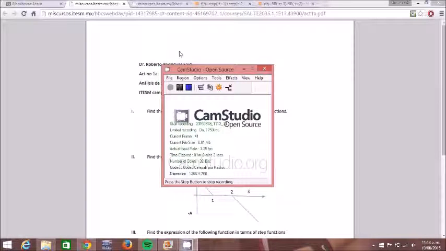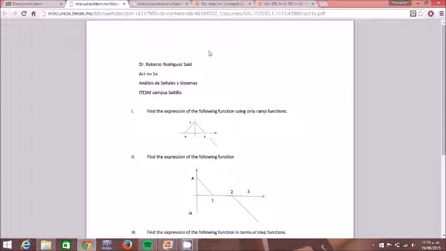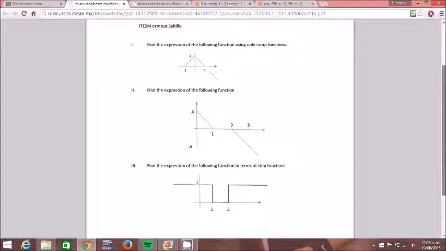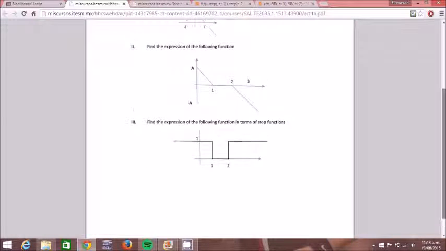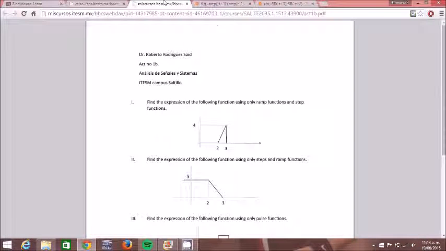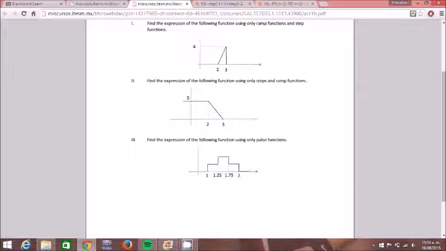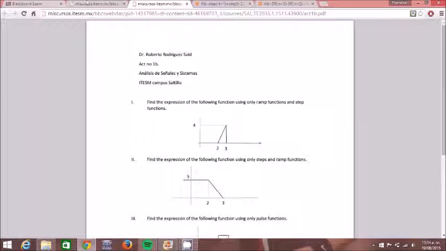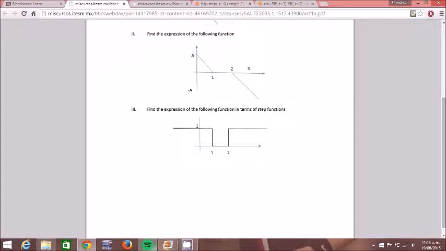Hi everybody, this is Emmanuel and I'm going to explain problem number 3 of sheet letter A, sorry, and problem number 2 of sheet letter B. So let's begin. First, this is my notes from my notebook.